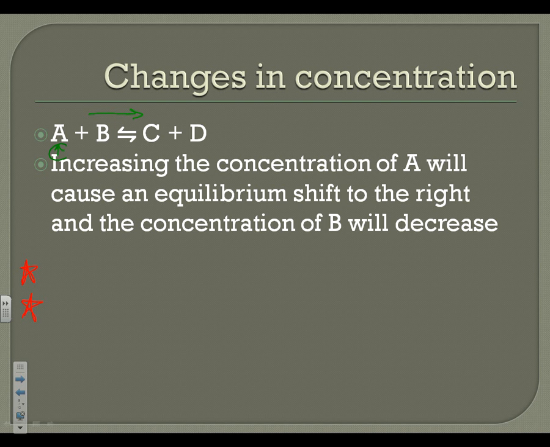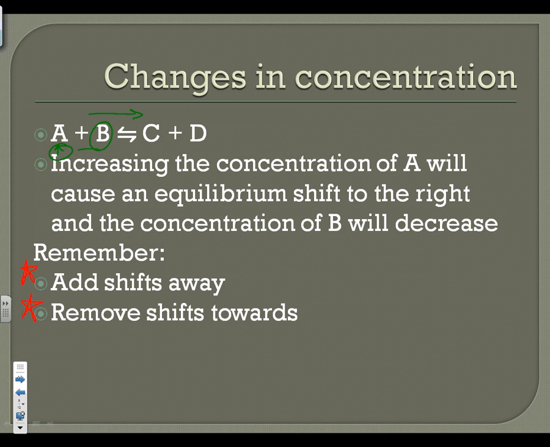Since I also have more A, it is going to combine with more B, and so the concentration of B will decrease as this equilibrium is shifting. So just a few things to remember. Add shifts away, so it's going to shift away from the thing that you added. Up here, in this mock equation, we talked about increasing A. If we add A, it is going to shift away from what we just added.